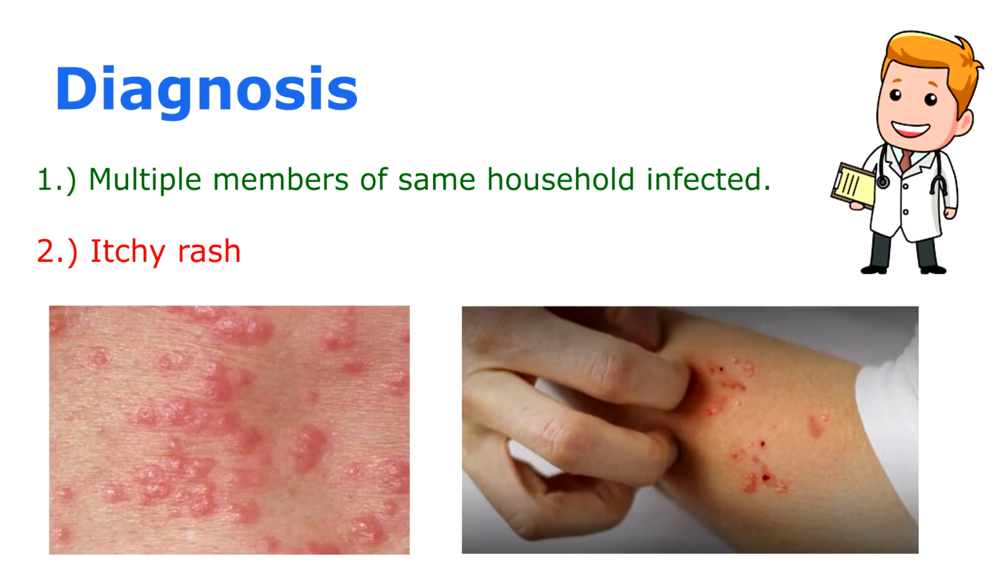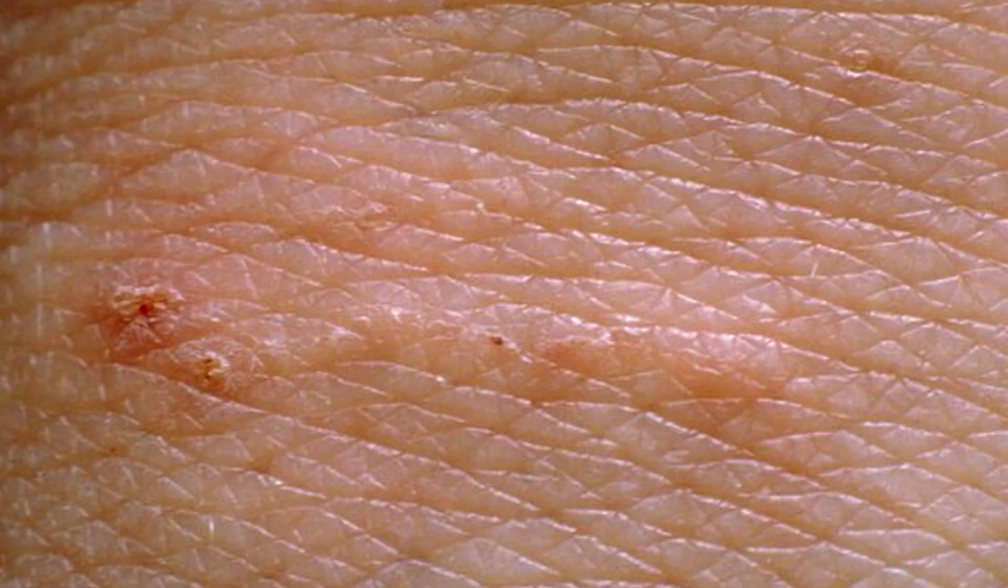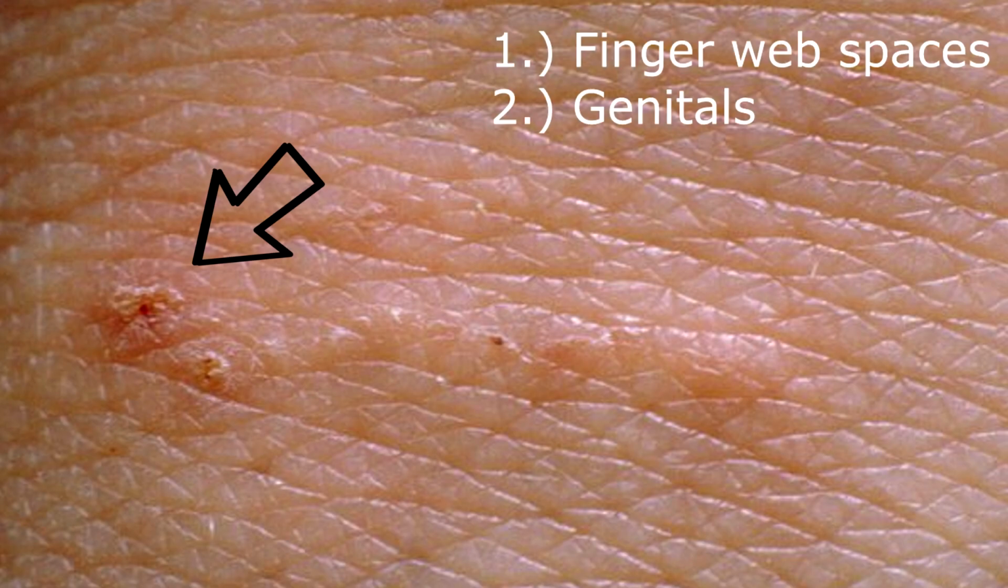We tend to see burrows which look like this. These are linear ridges with a black speck which shows the position of where the scabies parasite is. Key locations for these scabies burrows are in the finger web spaces and the genitals.